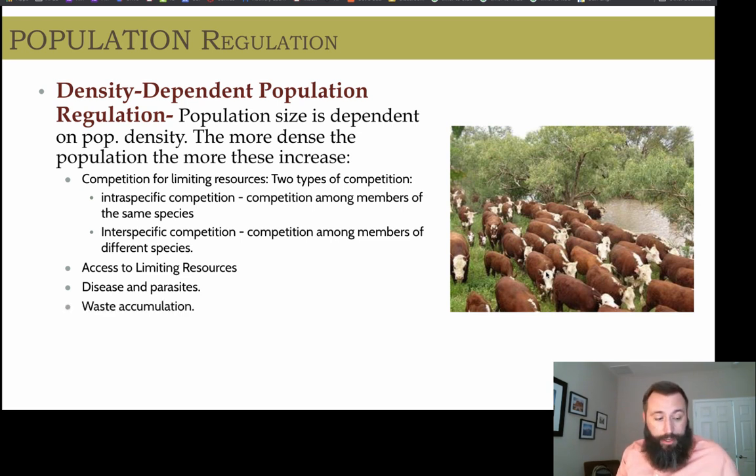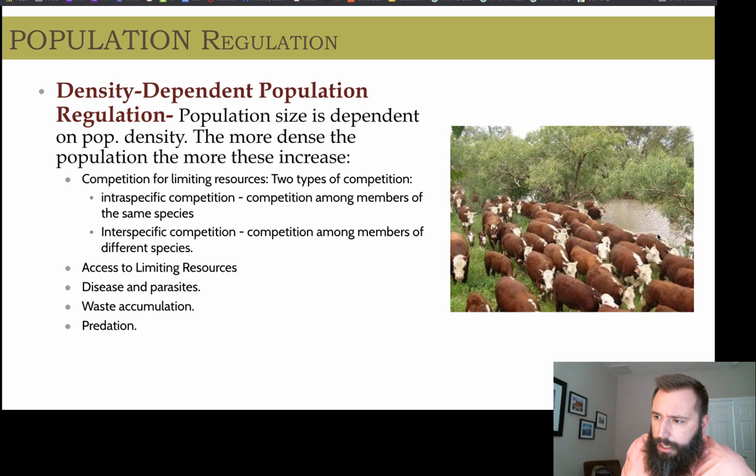Waste accumulation is another density-dependent population regulation factor here that can limit population size, right? The more individuals in an area, the more waste they produce, the more likely you'll probably transmit one of those diseases, right? Or take up habitat space, for example. I mentioned earlier that one of these organisms here might actually get sick. It doesn't necessarily always kill the animal, but think about this.